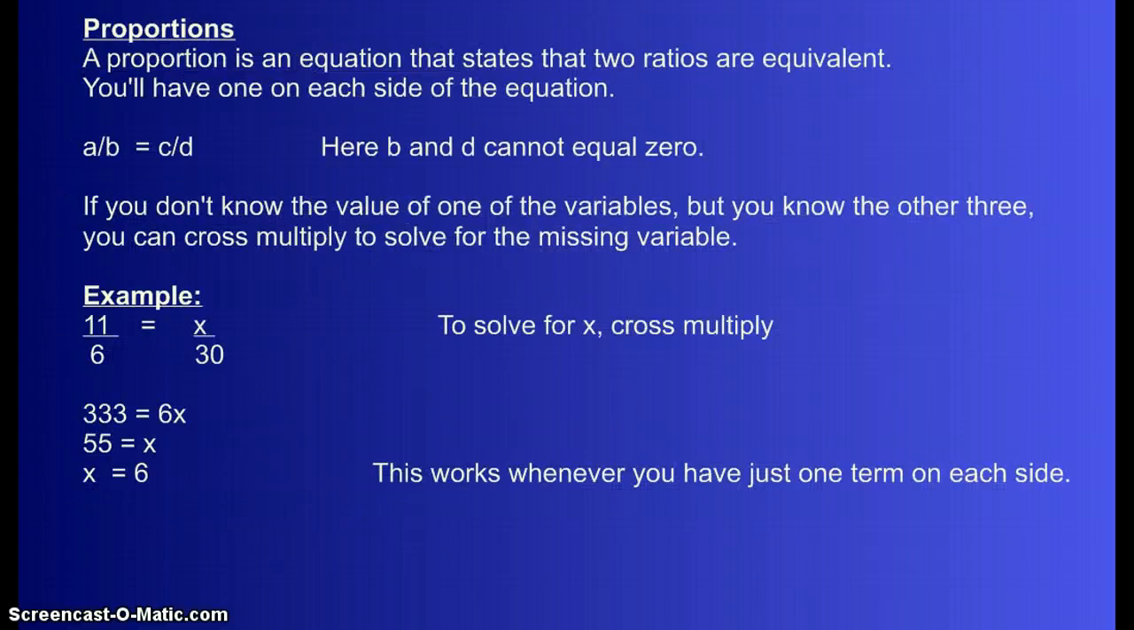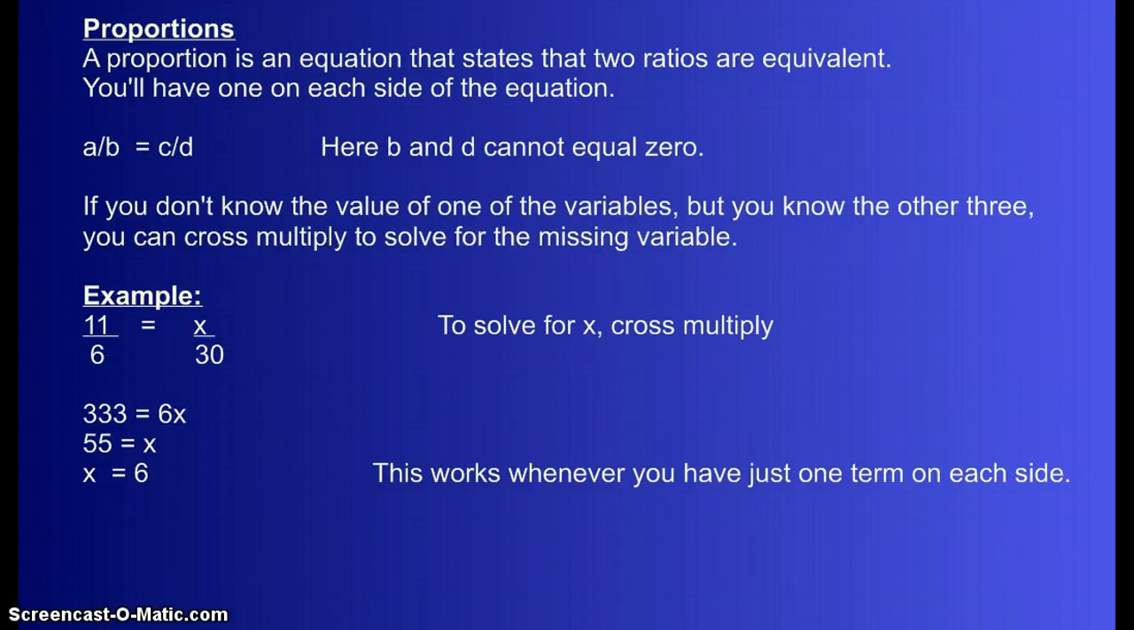Proportions are two ratios that are equal to each other. So it's an equation that states that they're equivalent. You'll have one ratio on one side of the equal sign, and one ratio on the other side of the equal sign. So it looks like something like this with the letters A over B equals C over D. And here, of course, B and D cannot equal 0 because we can't divide by 0.